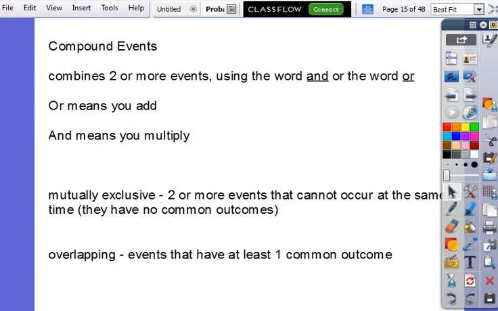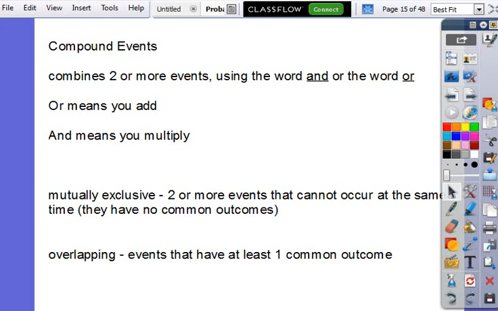All right, compound events. Combines two or more events using the word and or the word or. We've already kind of talked about the or. What did we do on those? You add. If it says this or that, we're going to add something up. If it says and, we're going to multiply something. And we'll get to it in what we're actually doing.